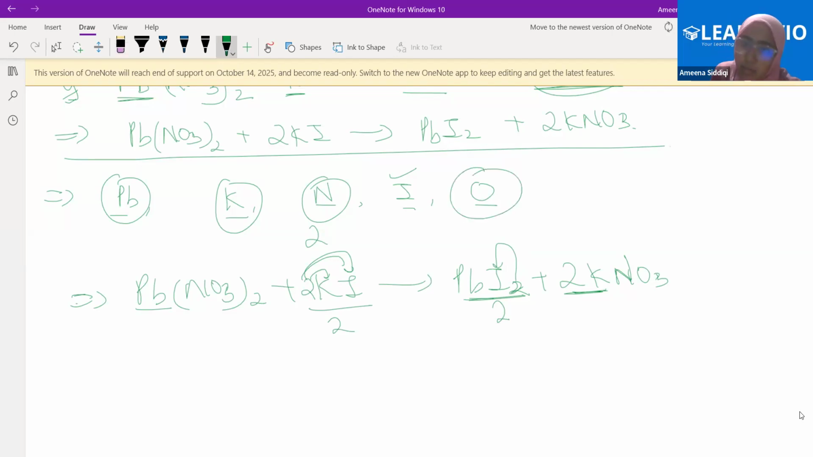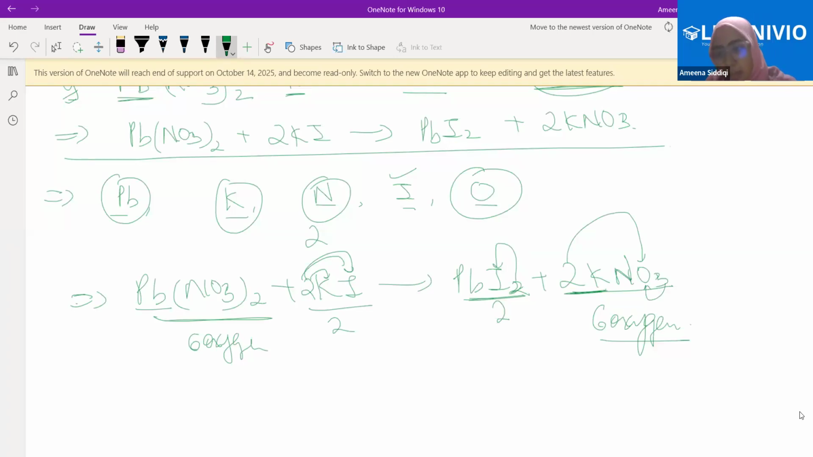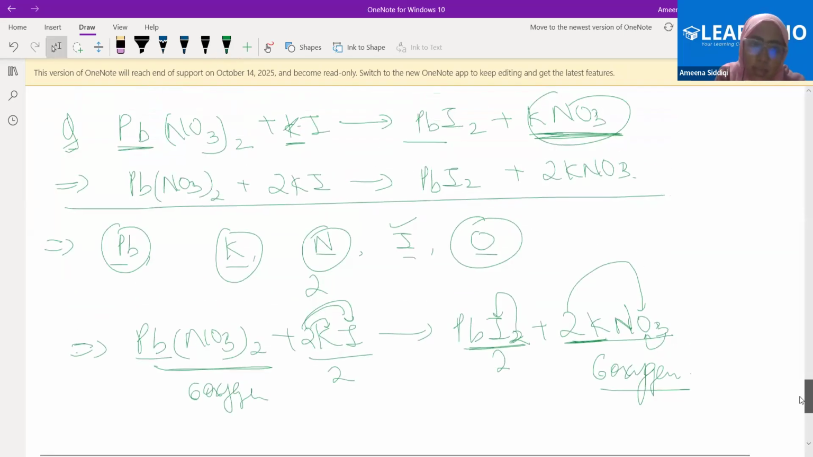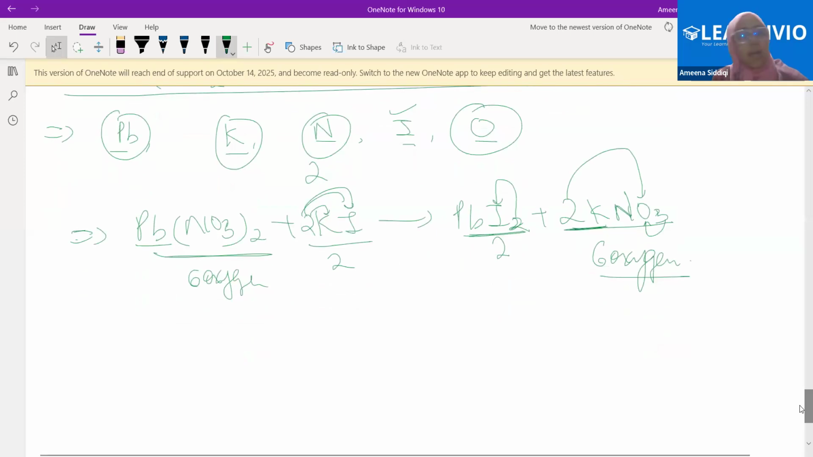Now the last element, we will balance oxygen, right? How many oxygen atoms here? Tell me the correct answer. Six. Good. How many here? Six. How do you get 6? Two into three. So this 2 is for oxygen and this 3 is for oxygen. We multiply them, right? Fine. So this is the balanced equation that we get, and you have done it absolutely correctly. Excellent.